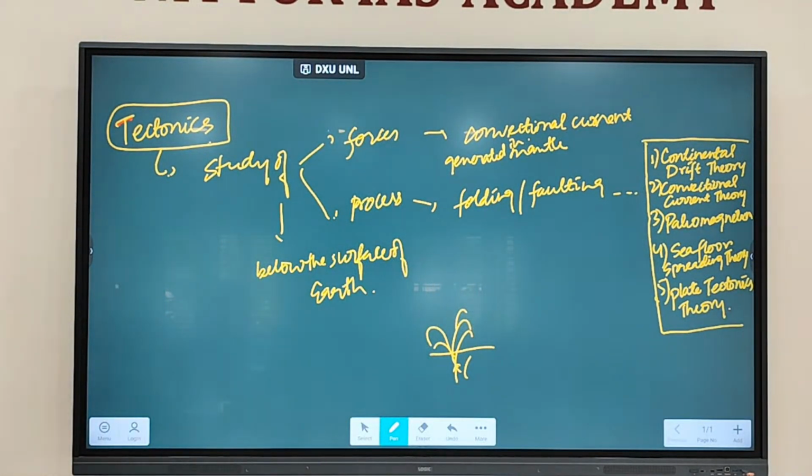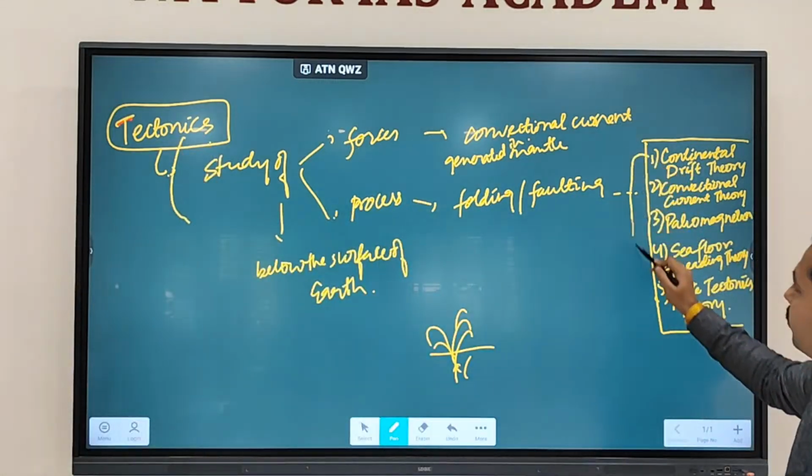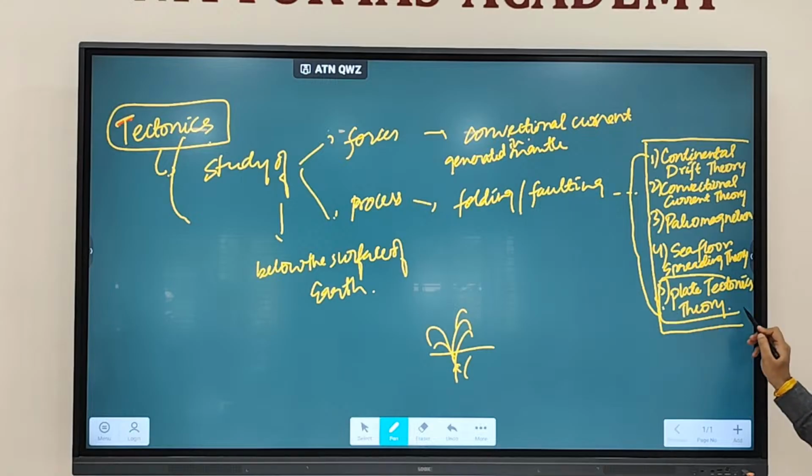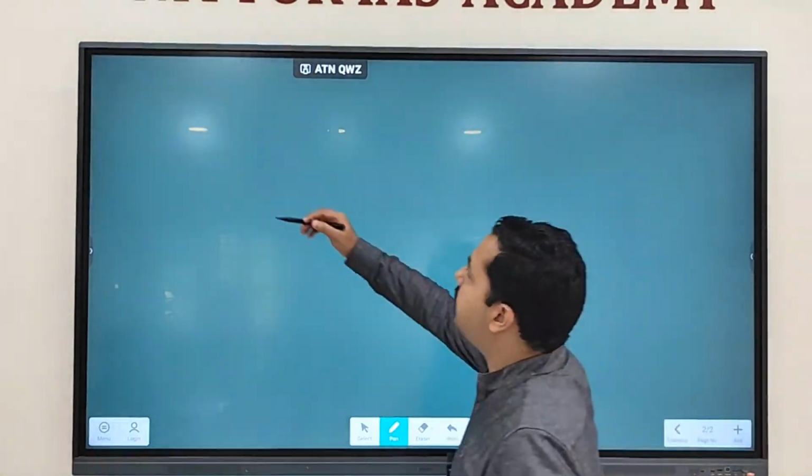So the term tectonics means the study of forces as well as processes. Forces are the convectional currents generated in the mantle region, and processes are your folding, faulting, earthquake generation, volcanic eruption. All these are processes that are taking place inside the Earth. When you are trying to study that, it is going to be called tectonics. Clear? This study comes because of the evolution of these theories. Ultimately we are reaching plate tectonics theory, but plate tectonics theory has evolved because of these earlier theories. So the first of these theories is called continental drift theory. We'll take up the first theory, the continental drift theory.